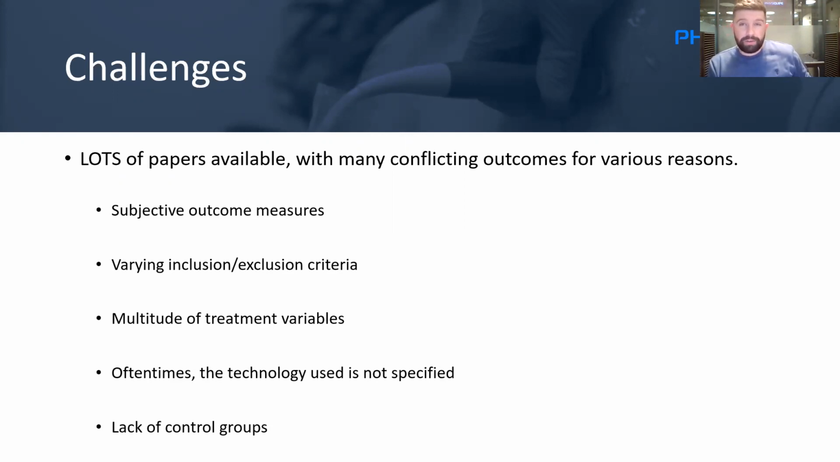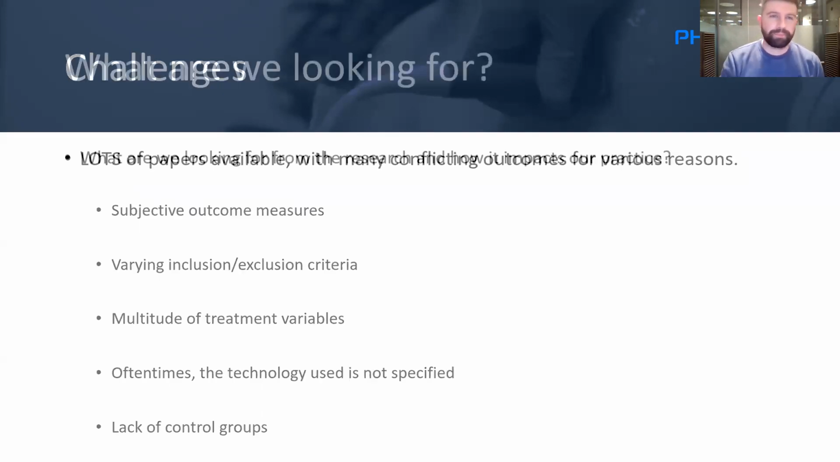I have seen a few papers where they don't specify what type of shockwave they've used, whether it's radial or focused. I've even come across a few that don't tell you whatsoever. They just say shockwave. So that's not very useful. And then obviously, you sometimes have a lack of control group as well. So they can be quite difficult to decipher from that perspective. It's worth noting there are some challenges that you may face with that.